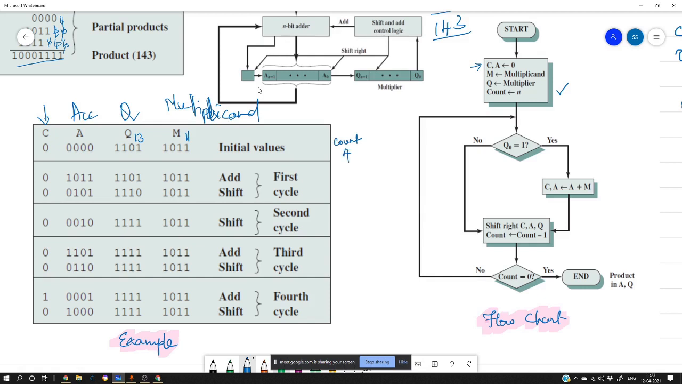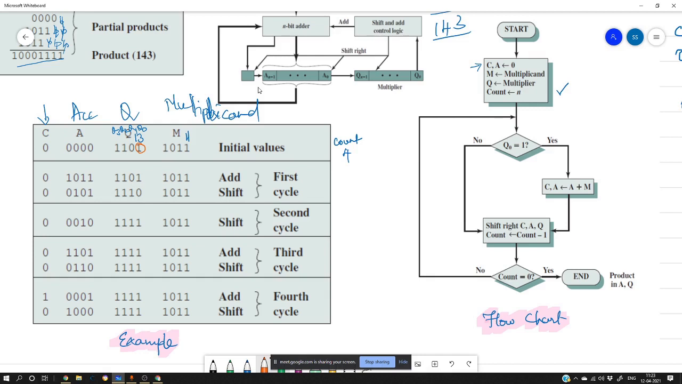Now after doing this, you come and check the value in Q0. So if this is Q, then this is going to be Q0, Q1, Q2 and Q3, so totally 4 bits. You're going to check the value in Q0. Q0 has got the multiplier in it. So you just take the multiplier and check the value in the units position, or the LSB.